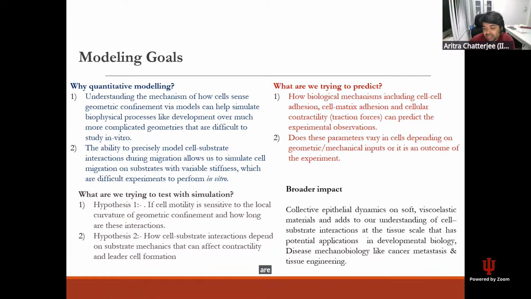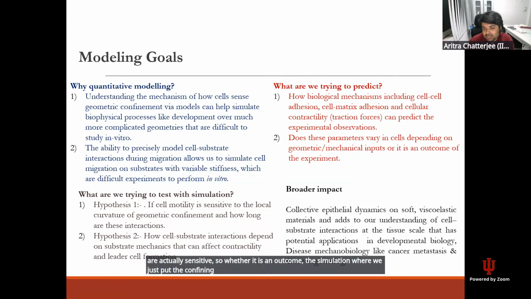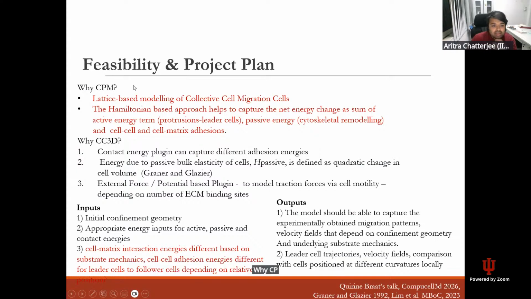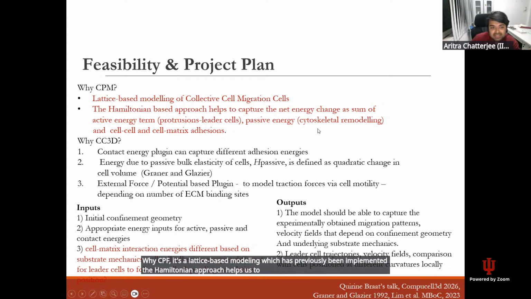So whether it is an outcome of the simulation where we just put in the confining geometry and the same parameters for all cells and we see these results, or whether we have to tune them, is something I want to understand. Why CPM? It's lattice-based modeling, which has previously been implemented. The Hamiltonian approach helps us to capture the net energy as three different terms, where I have an active energy term, which takes into account the leader cell motility, and there is cytoskeletal modeling, passive energy, and cell-to-cell and cell-matrix adhesion.